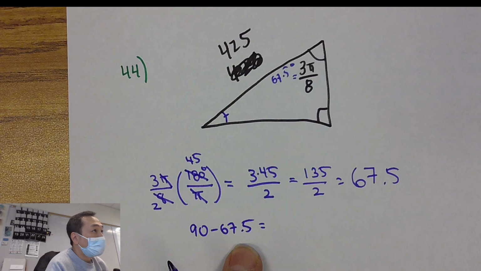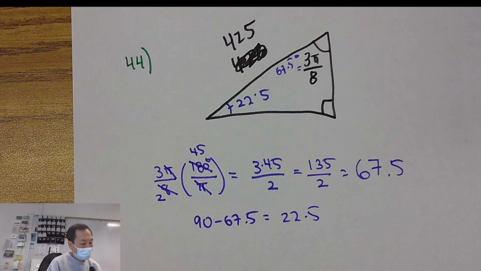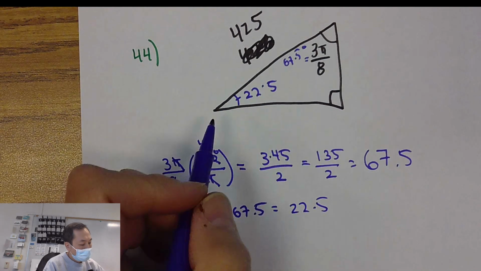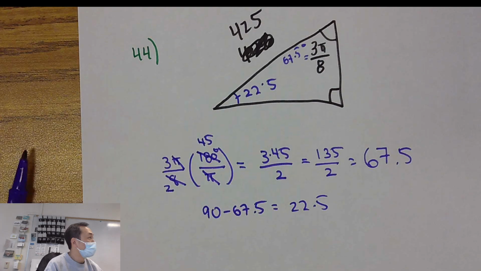So now we have to use our trig function, because we cannot use our special right triangles because 22.5 is not anything special, or 67.5 is nothing special. There's no 22.5, 67.5, 90 triangle.